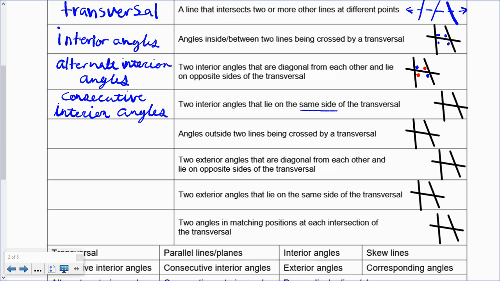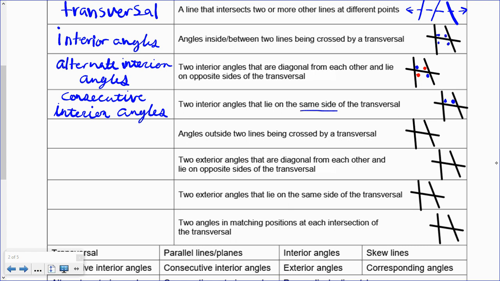Consecutive interior. You do need both of those parts of the name, telling you whether they're inside or not, and then whether they're on the same side of the transversal or not. So consecutive interior means that they're both inside of the two lines, but now they're on the same side of the transversal. So instead of being diagonal, alternating, they're on the same side.